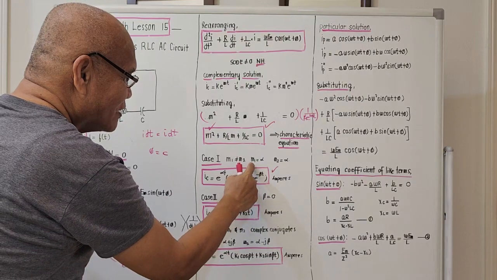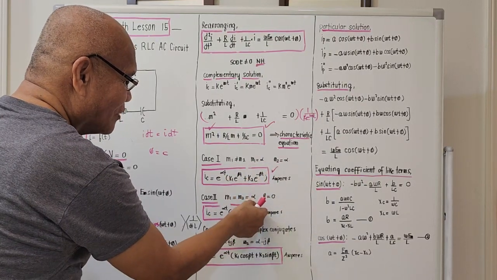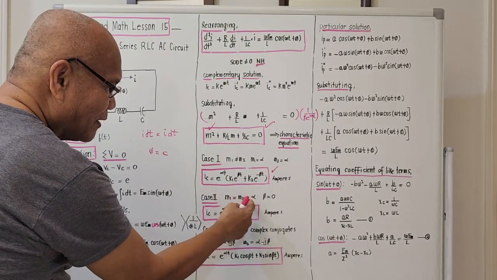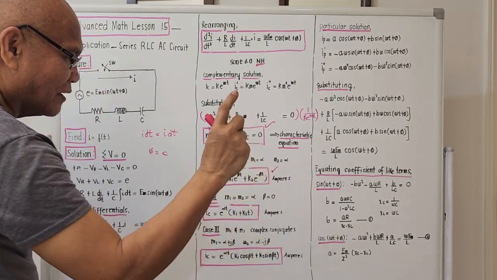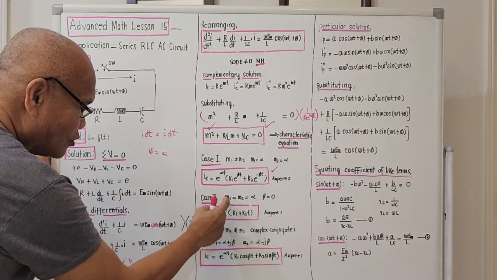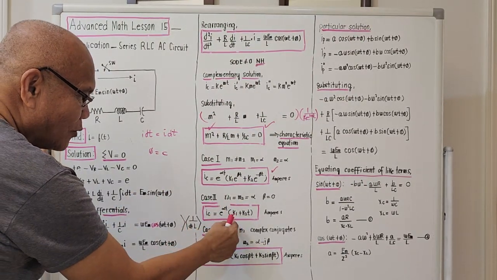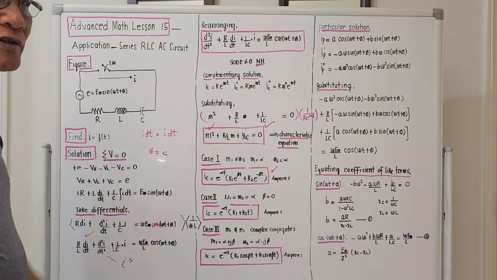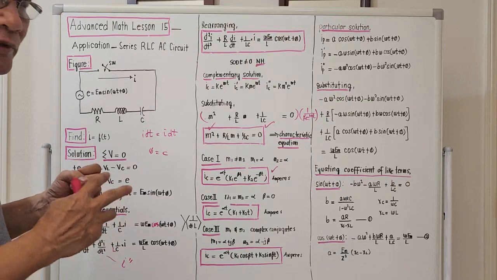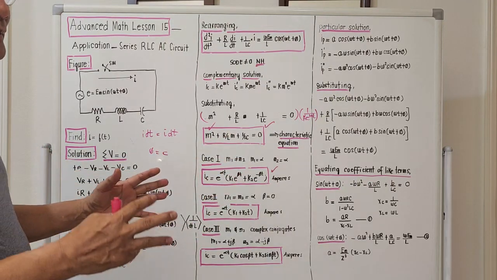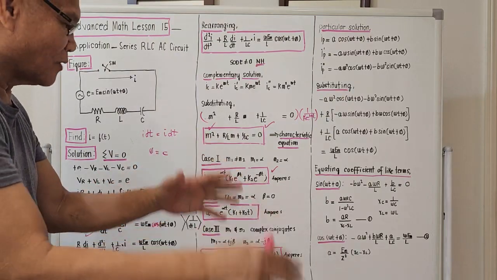So m1 is equal to m2, and it is equal to alpha. So for case number 2, m1 and m2 is alpha, beta is 0. And the general solution of the complementary solution will be e raised to alpha t times the quantity k1 plus k2 t amperes. That is for case number 2. They are both equal and they are real. For case number 1, they are real but unequal.